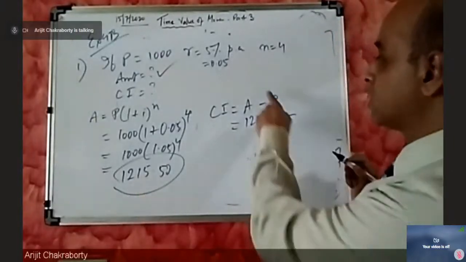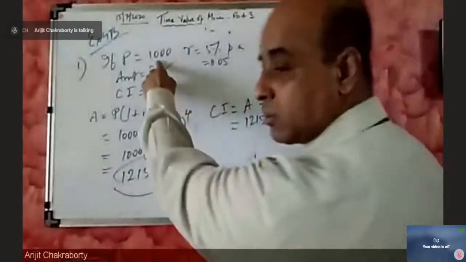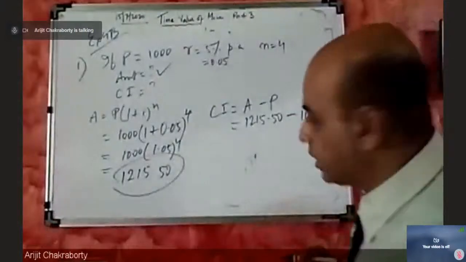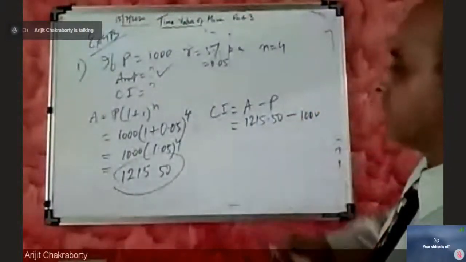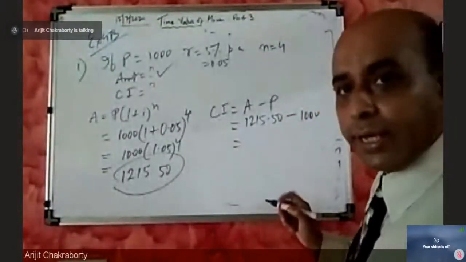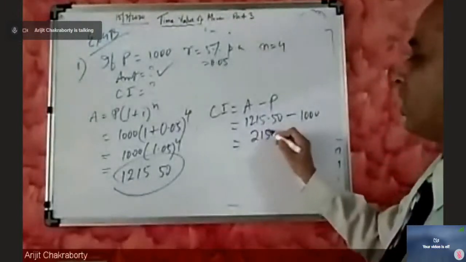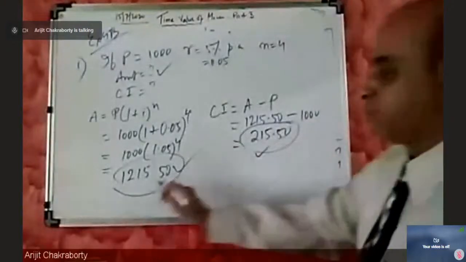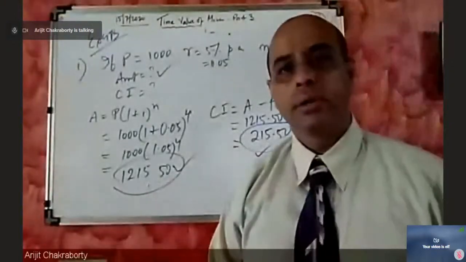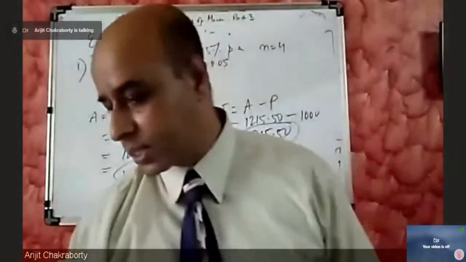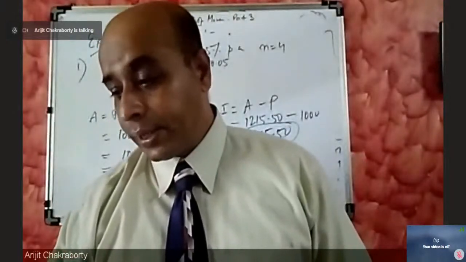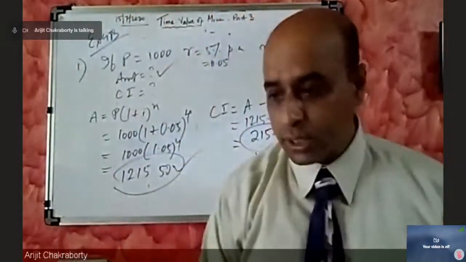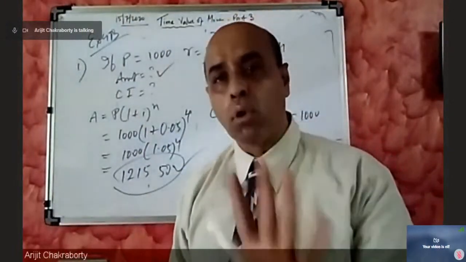1215.50 minus principal. Principal is 1000. So we arrive at the CI, compound interest, that is 215.50. So this is the answer, and this is part 1 and part 2. This is number 1, exercise 4B. Now we go to exercise number 4B, page 4.20, question number 4.